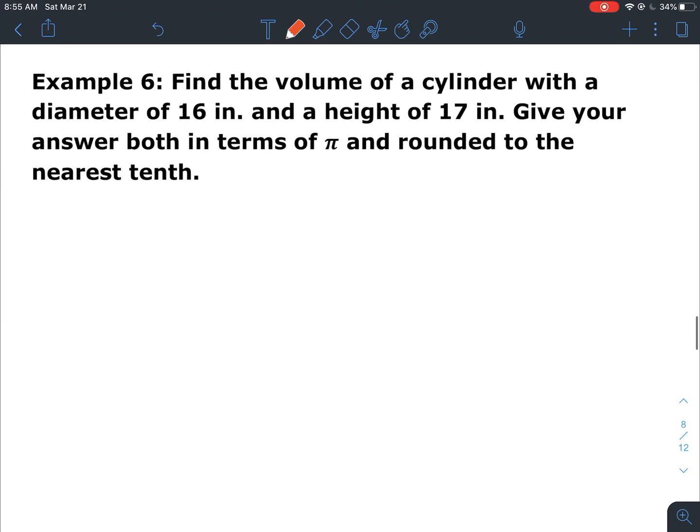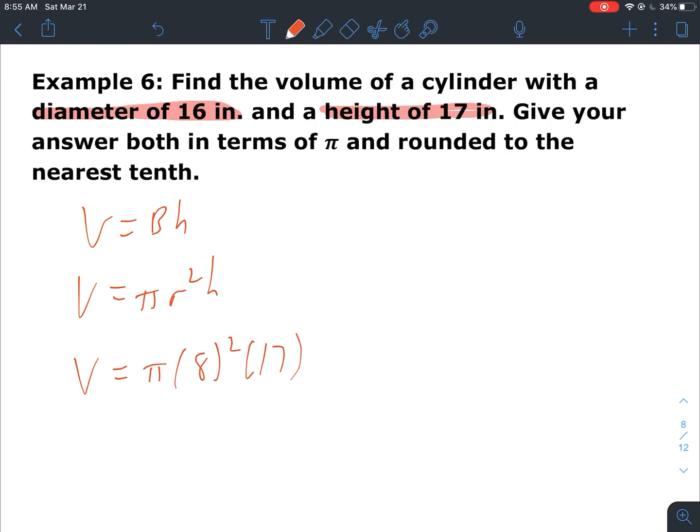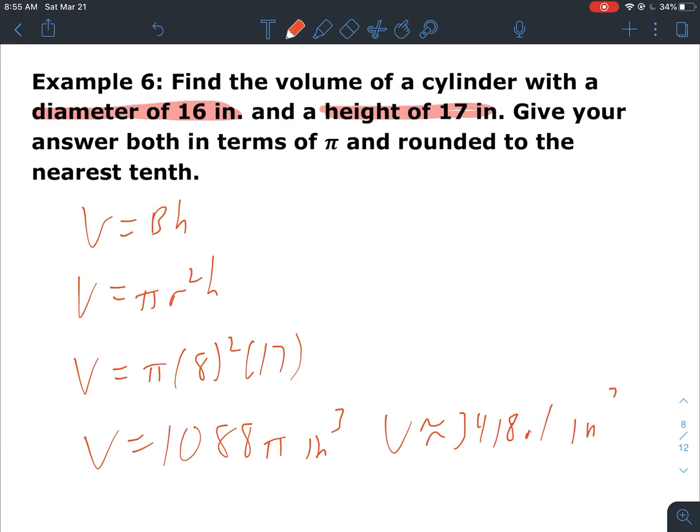All right, example 6. We got a cylinder. No need to draw it. We have everything we need here. We have the diameter is 16, which means the radius is 8. And we have the height is 17. So volume equals BH, or in this case, pi r squared h. So pi 8 squared times 17. And that gives us an answer of 1,088 pi cubic inches. Or if we wanted that rounded to the nearest tenth, 3,418.1 cubic inches.